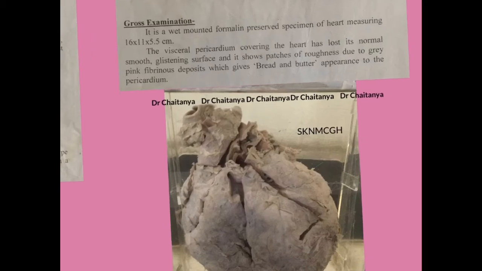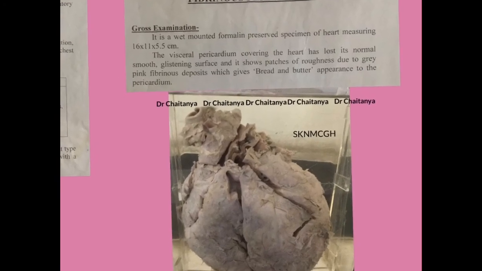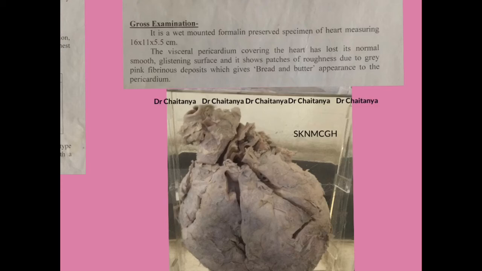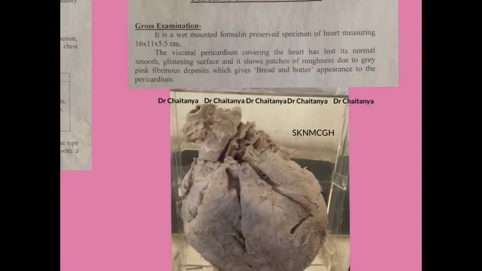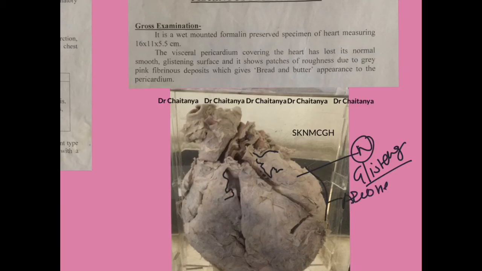This is also called the bread and butter appearance, which is also a part of the heart problem in rheumatic heart disease, or one of the presentations in rheumatic heart disease. Here you can see this paper-like thing, and this is actually the pericardium. Pericardium in the normal state is glistening. This glistening has been lost over here, and peri means around, and carditis means inflammation around the heart. So pericarditis can be of three types.